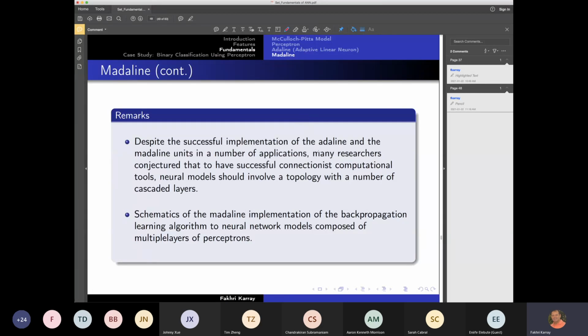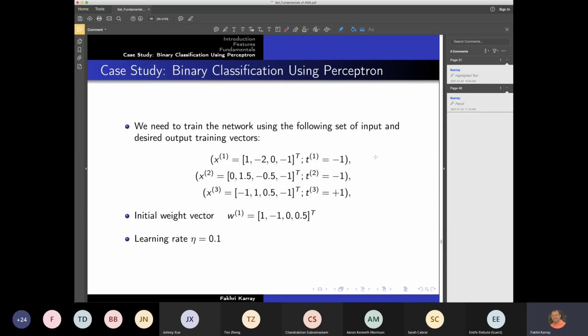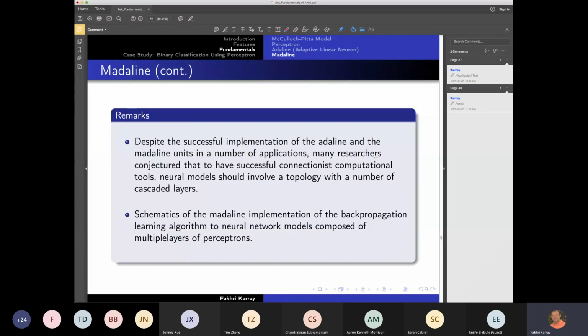So despite the successful implementation of the Adaline and the Madaline units in a number of applications, many researchers conjectured that to have full connectionist computational models that are powerful, we need a better topology. We need more than one component of the perceptron or the Adaline or the Madaline. So the Madaline implementation for the backpropagation system, composed of a multi-layered perceptron, is the choice that we need to apply to this particular system.